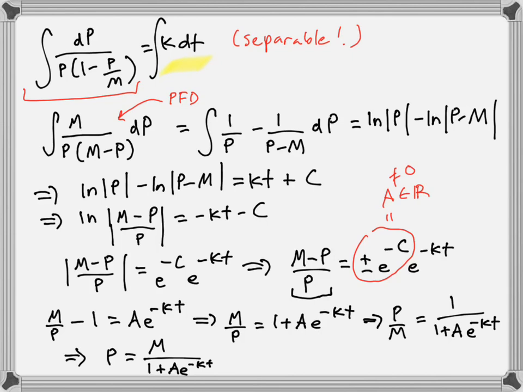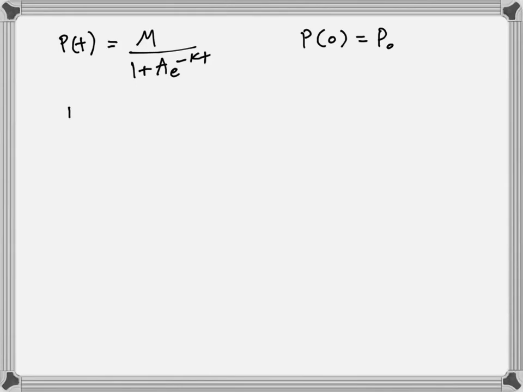We need to figure out what this A is. So how do we find A? We're going to use the same thing that we did before, which is we know that P of 0 is equal to P naught. So let's do this on the next slide. If we know that P of t is equal to M over (1 plus A e to the negative kt), but P of 0 is equal to P naught, this means we replace P of t with P naught, and on the right we have M over (e to the 0 is 1, so we just get 1 plus A). So we get P naught equals M over (1 plus A).